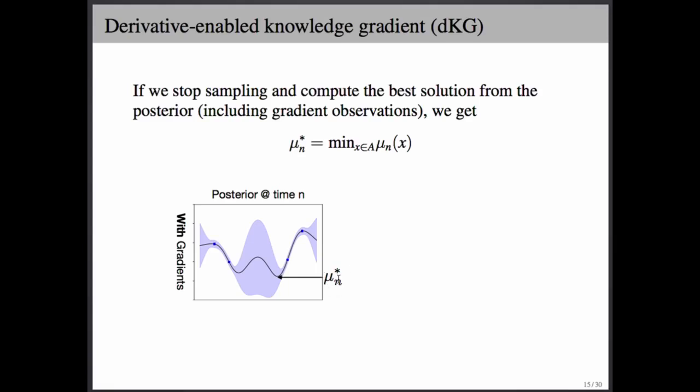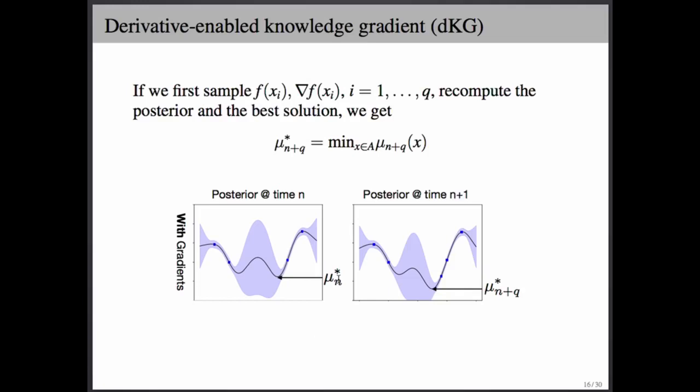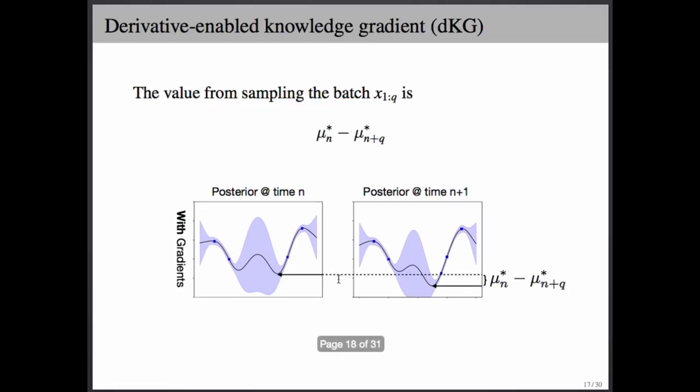If, on the other hand, we could take a batch of q additional samples, evaluate the function and its gradient at those points, we would have a new posterior mean, and a new minimum value of that posterior mean, mu star n plus q. The difference in these two minima would be the value created through sampling, the reduction in conditional expected loss due to sampling.